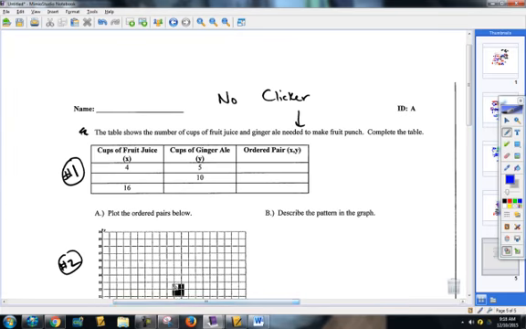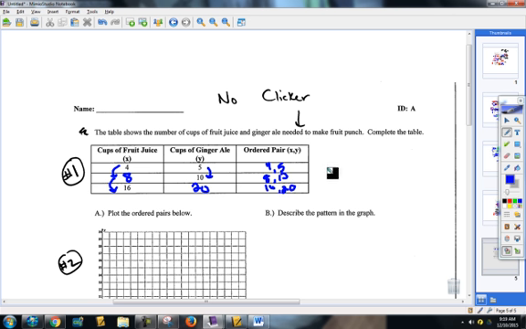All right. Here we go. You just had to fill in this table. Not very difficult. Like here, I'm looking at my cups of ginger ale. What am I doing to my cups of ginger ale there? Times 2. So what do I got to do to my cups of fruit juice? Times 2. So that's going to be 8. What did I do then to go from 8 cups of fruit juice to 20? So then this will be 20, right? So I know my points are going to be 4, 5, 8, 10, and 16, 20.